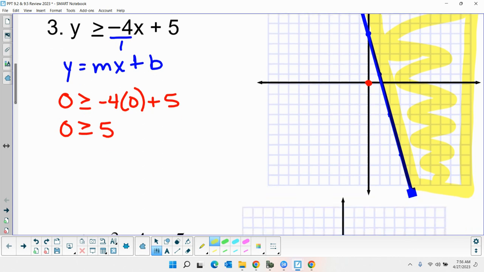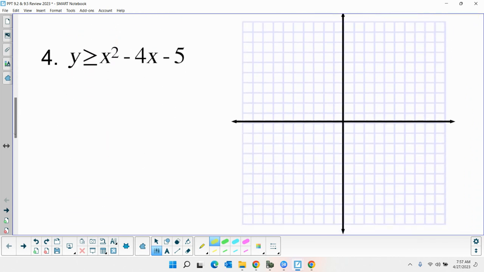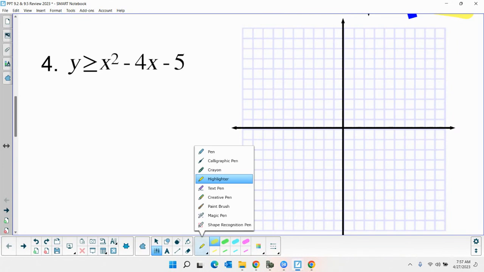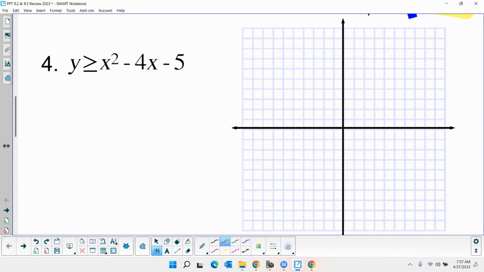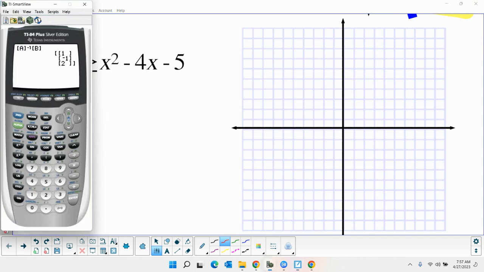All right, number 4 then. Here's a parabola. It's got that x squared in it. It's a quadratic. Again, y is already by itself, so you can just go to your calculator, get your y equals, and put that in there. x squared minus 4x minus 5. And hit graph. And there it is. Okay?